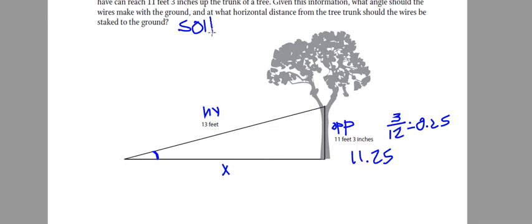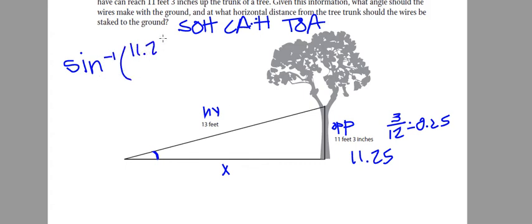So if I'm thinking about SOHCAHTOA here, if I have the opposite and the hypotenuse, I need to use sine. Since I'm trying to find an angle, I need to use arc sine. So I'm going to say the arc sine of the opposite, which is 11.25, over the hypotenuse, which is 13. We're going to round this to the nearest thousandth. So I'm going to take the arc sine of 11.25 divided by 13, and I get that the value of that angle is about 59.927.